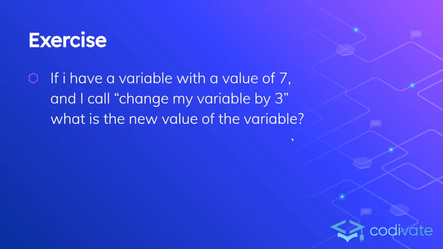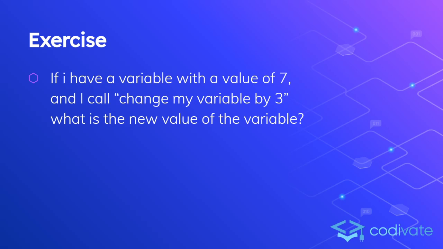I'm going to walk you through some exercises now. So try to pause them and do them on your own, and see what you do. Alright, first one. If I have a variable with a value of 7, and I call change my variable by 3, what's the new value? This should be relatively simple.